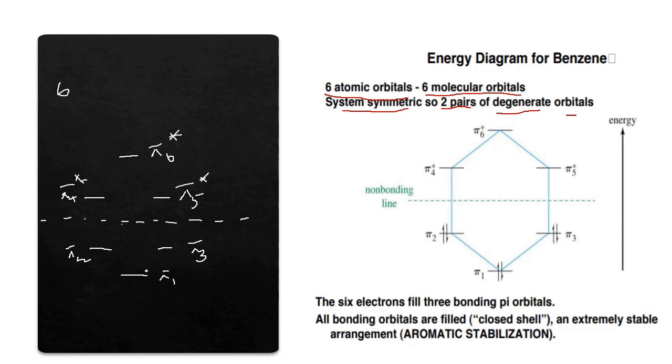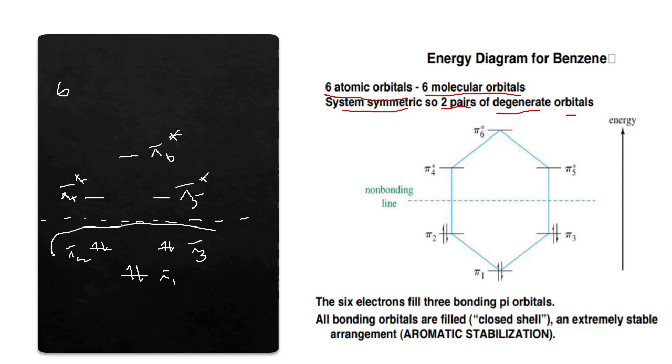Okay, and so we will be filling up the electrons. The first bonding molecular orbital will get 2 electrons, the next will get the next 2, and the next will get the next 2. We can even fill one here, and then come back and pair it up. So the 6 electrons fill 3 bonding pi orbitals. All bonding orbitals are filled.